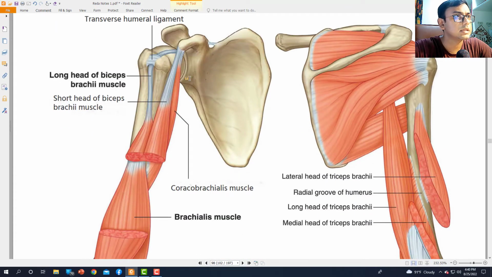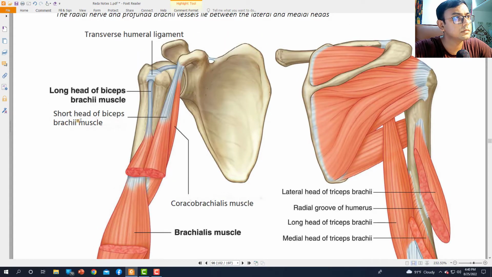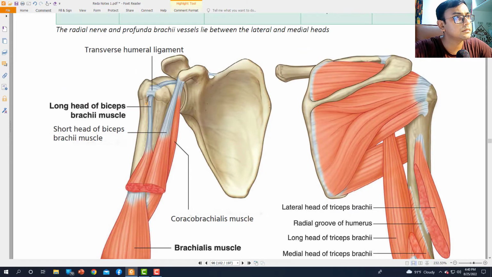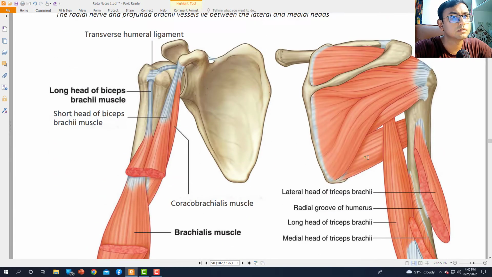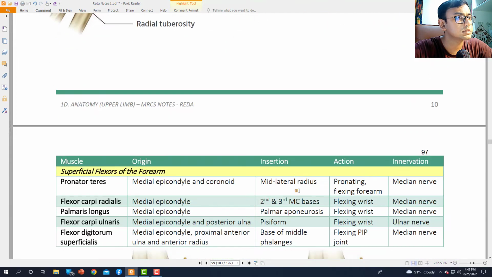Here on the scapula, you can see two things: the short head of biceps from the tip of the coracoid process, and the long head of the biceps brachii. The short head of biceps comes from the coracoid process, and the long head of biceps comes from the supraglenoid tubercle of the glenoid cavity. This is called the coraco things.